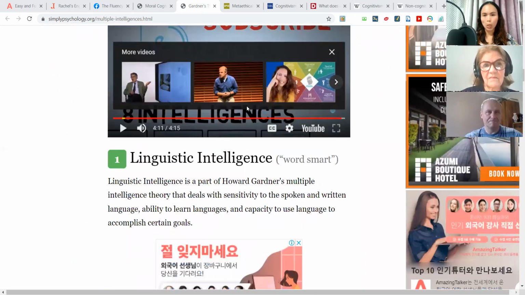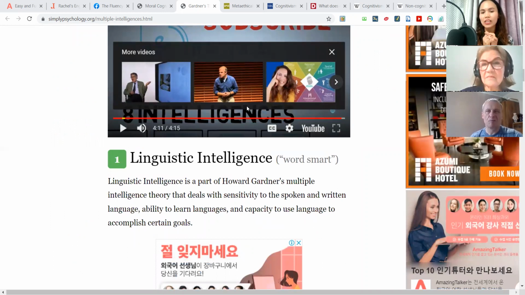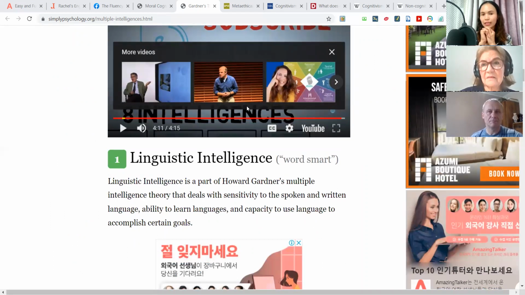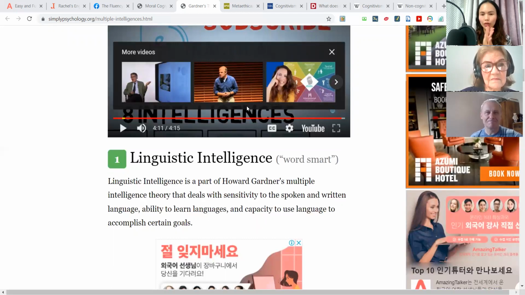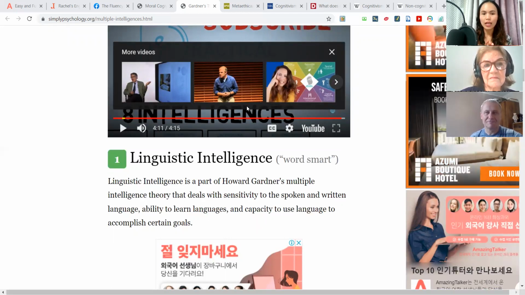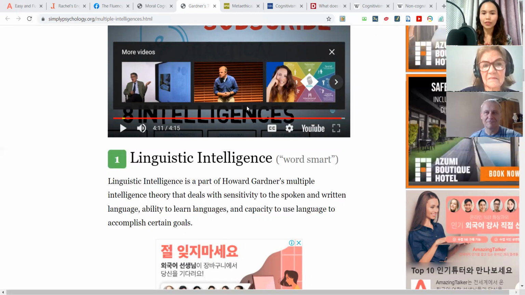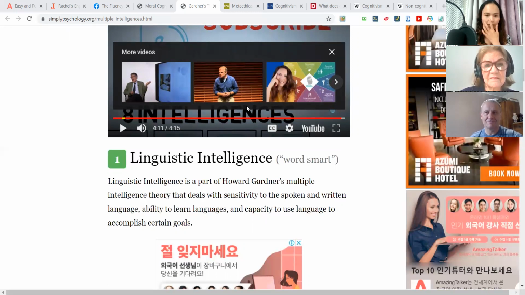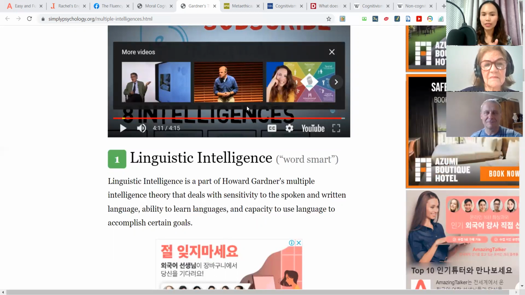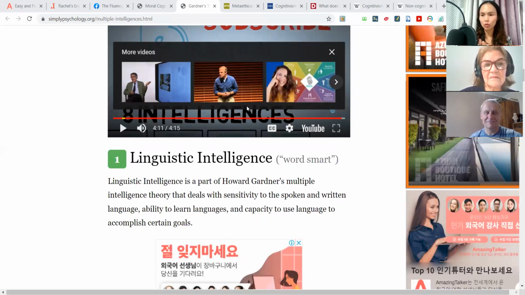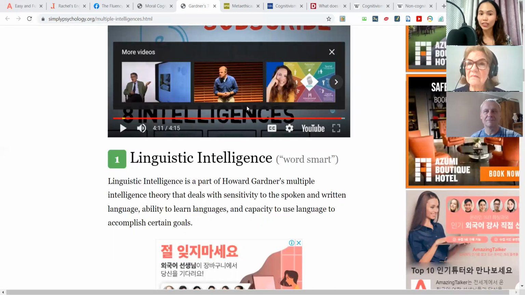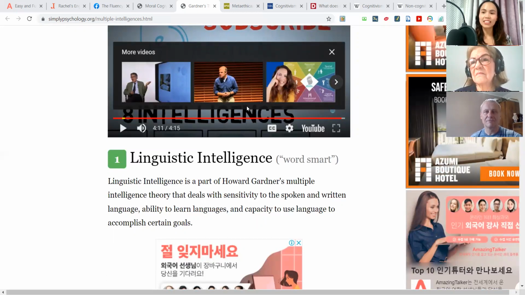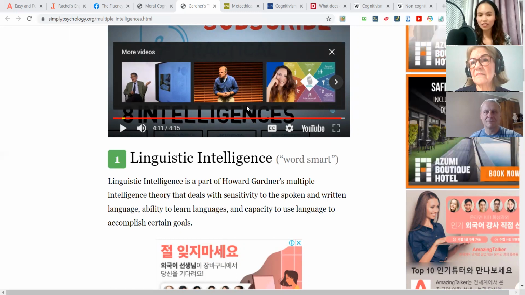So we have linguistic intelligence. This means if you have linguistic intelligence, you can speak well, you can write well. So, word smart. Linguistic intelligence is a part of Howard Gardner's multiple intelligence theory that deals with sensitivity to the spoken and written language, the ability to learn language easily, and the capacity to use language to accomplish certain goals. Like if you are a student and you are a fast learner, you have this kind of linguistic intelligence. Are you linguistically intelligent, Mai?